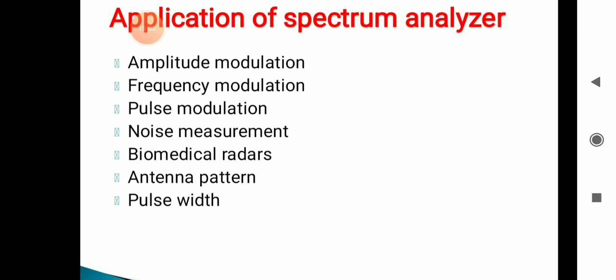In time domain, first point, it is simple to operate. In frequency domain, it is complex to operate, complex in nature. Second point, in time domain frequency stability is low, in frequency domain frequency stability is high. In time domain, cost is medium. In frequency domain, cost is high. In time domain, it shows signal amplitude with respect to time. In frequency domain, it shows signal amplitude with respect to frequency. So these are some differences or comparisons between time and frequency domain.